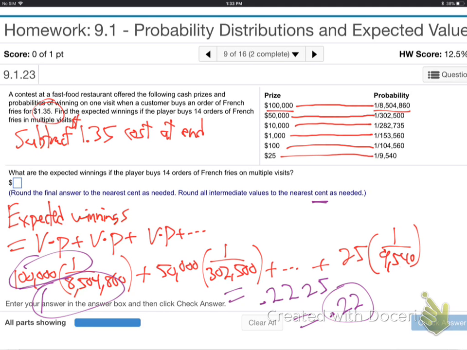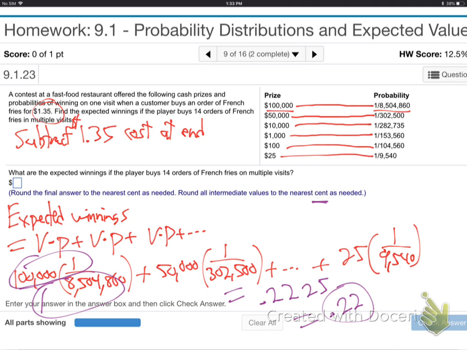Now, the truth is, you can't win 22 cents. You're either going to win $100,000 or $50,000 or one of those prizes, or nothing. But the average is going to be 22 cents. That's what that ticket's really worth. Does that make sense? That's the average ticket value among all the tickets. That's what that ticket is really worth on average, 22 cents.